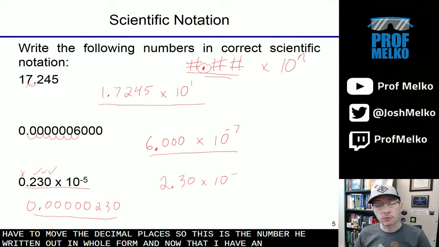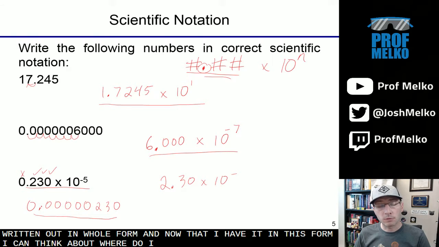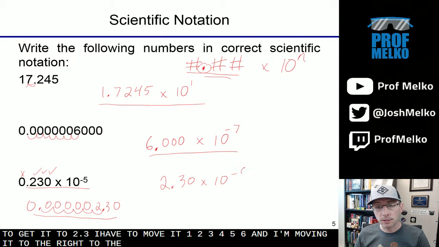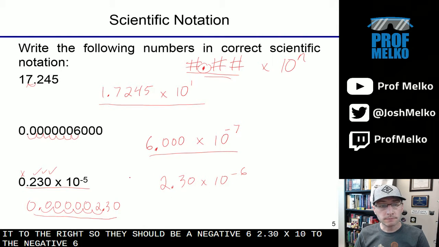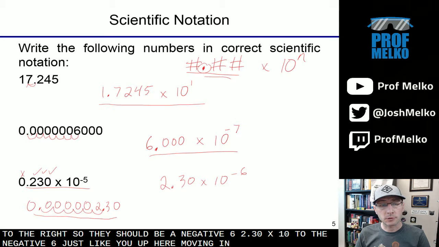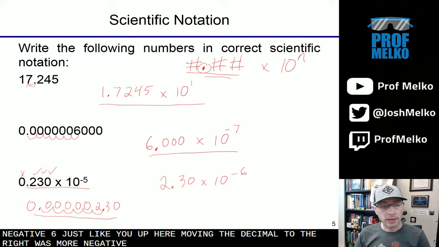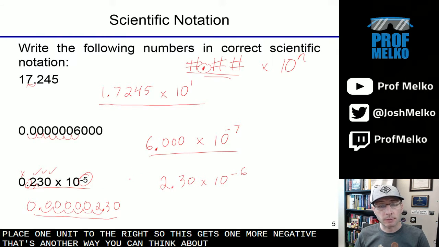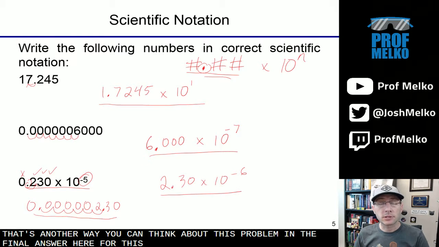And now that I have it in this form, I can think about where do I have to move the decimal place to get it to 2.3. I have to move it 1, 2, 3, 4, 5, 6. And I'm moving it to the right, so this should be a -6. 2.30 times 10 to the -6. Just like up here, moving the decimal to the right was more negative. Here I have to move this decimal place 1 unit to the right, so this gets 1 more negative. That's another way you can think about this problem. So the final answer here for this last one is 2.30 times 10 to the -6.